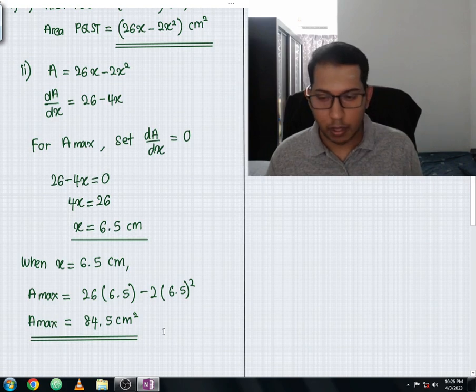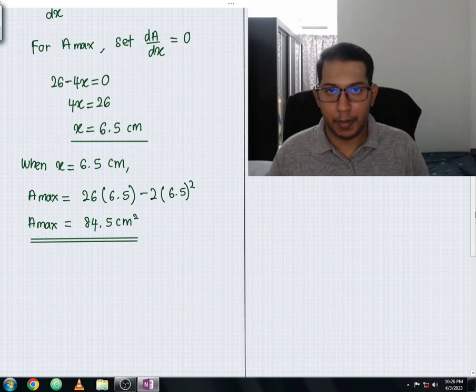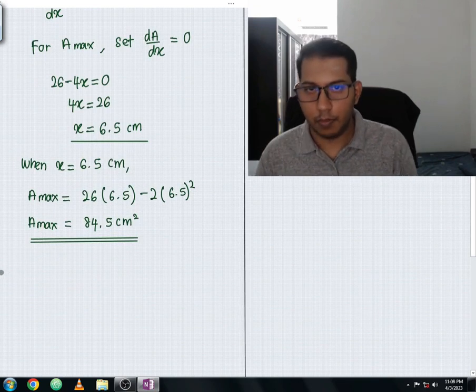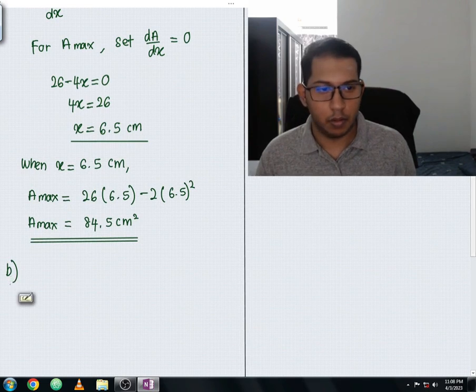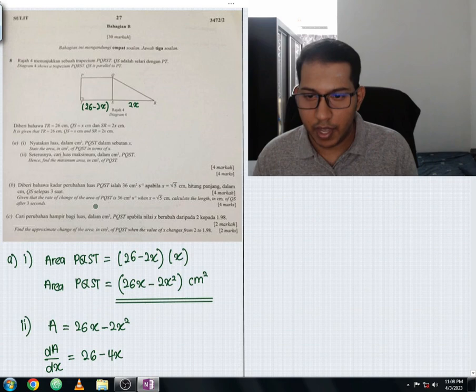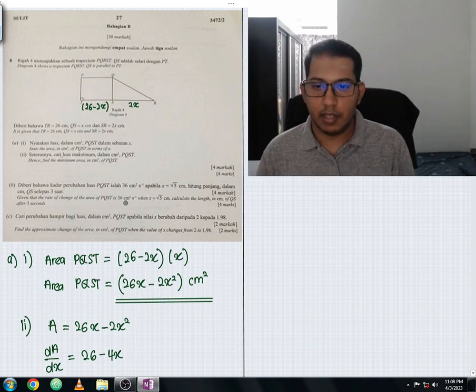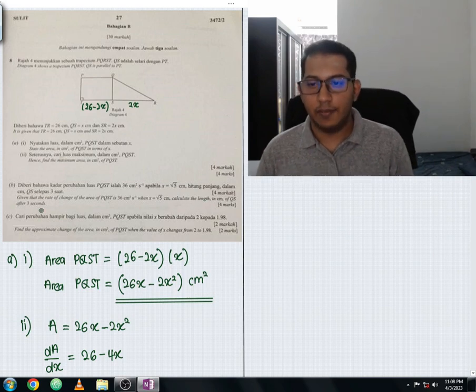Okay, so we're done with the question part A. So let us proceed with our discussion for the question part B now. So for part B, given that the rate of change of the area of PQST is 36 centimeter square per second when x equals 35 centimeter, calculate the length in centimeter of QS after 3 seconds.